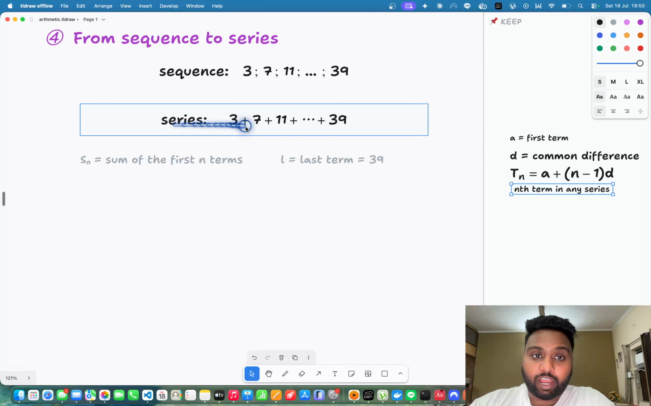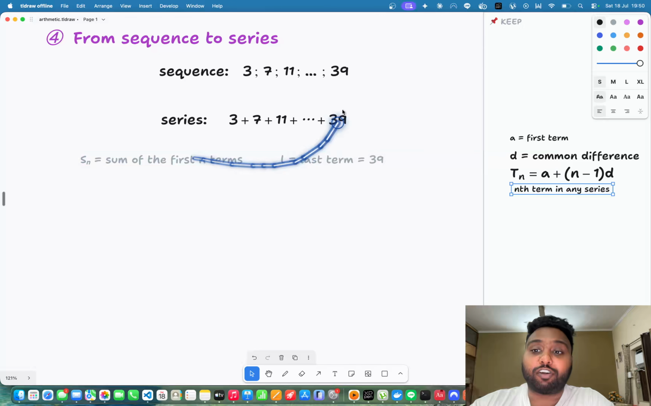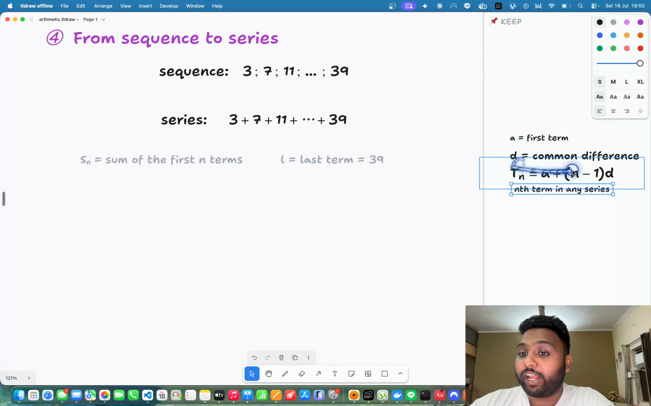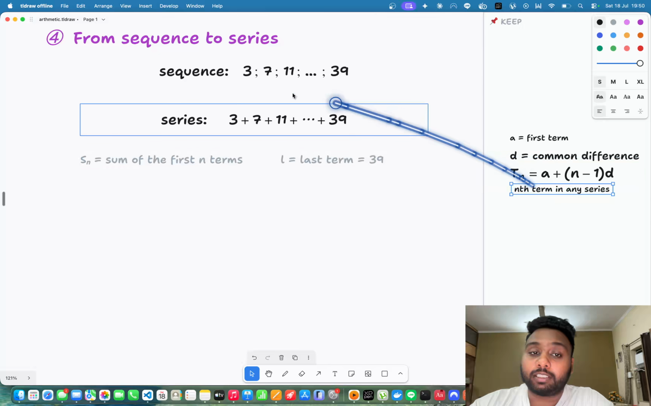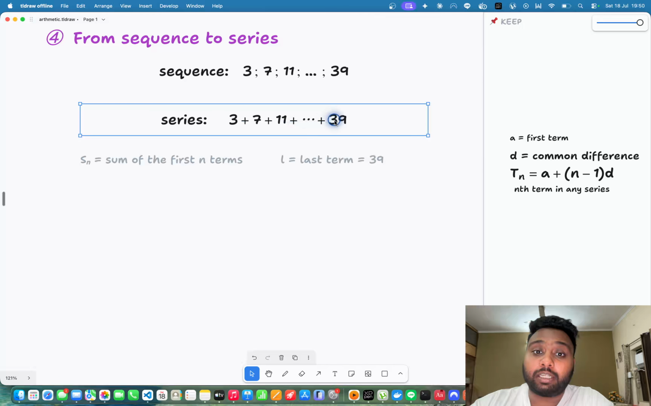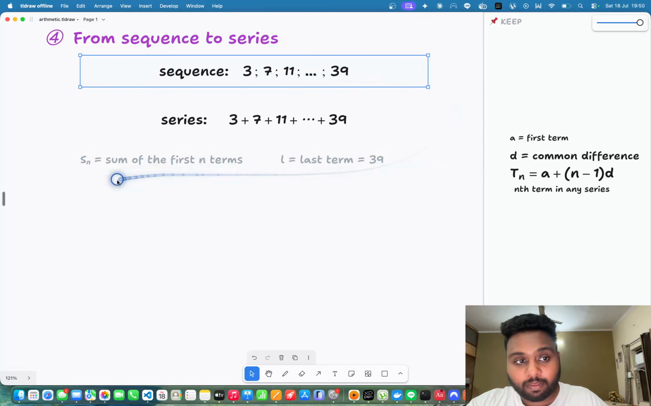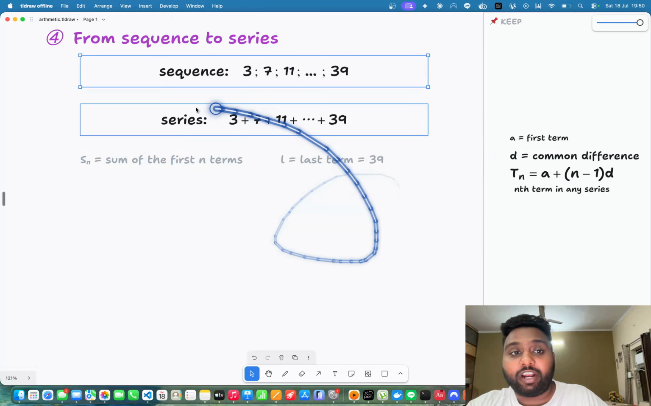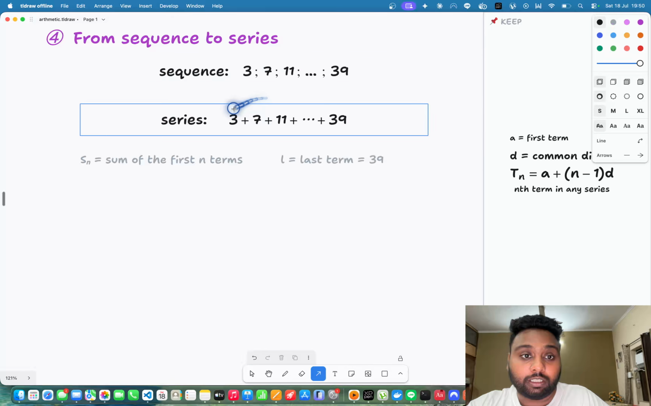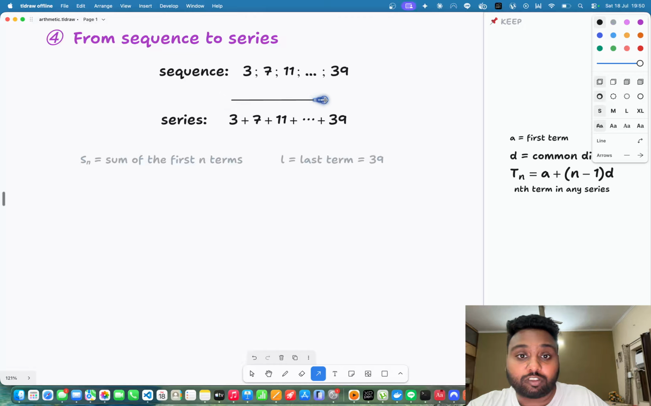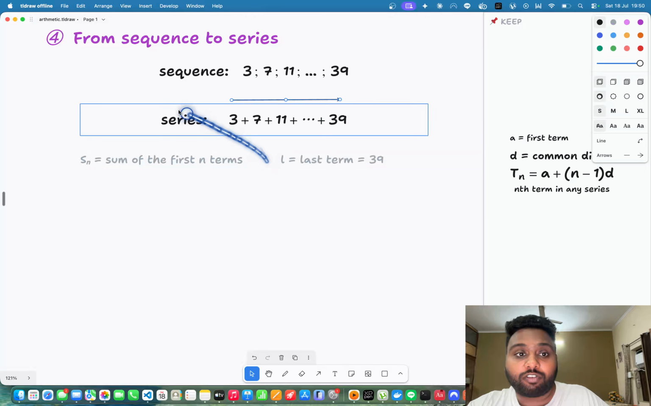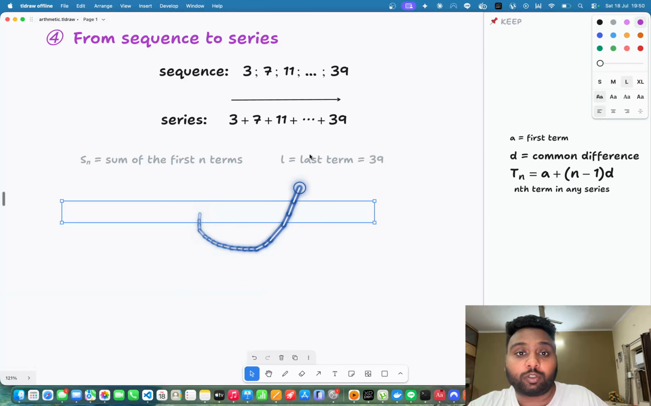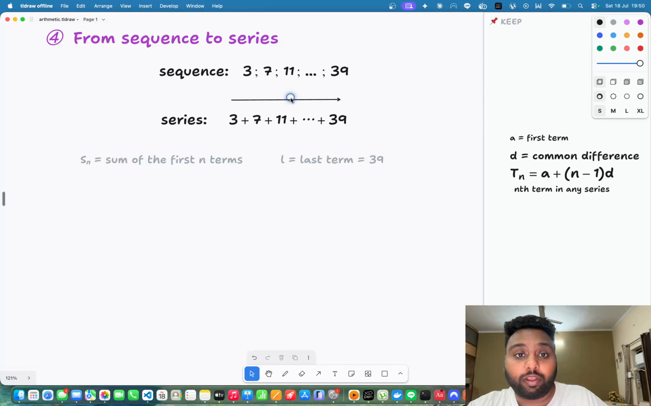Okay, so here we have a series. S of n represents the sum of the first n terms. So right now T of n represented that particular term in a series. It might have represented the fifth term, it might have represented the last term, or it could have represented the second term. But now S of n represents the sum of all of these terms from here till here. If we sum up all of them, that is what S of n will represent.